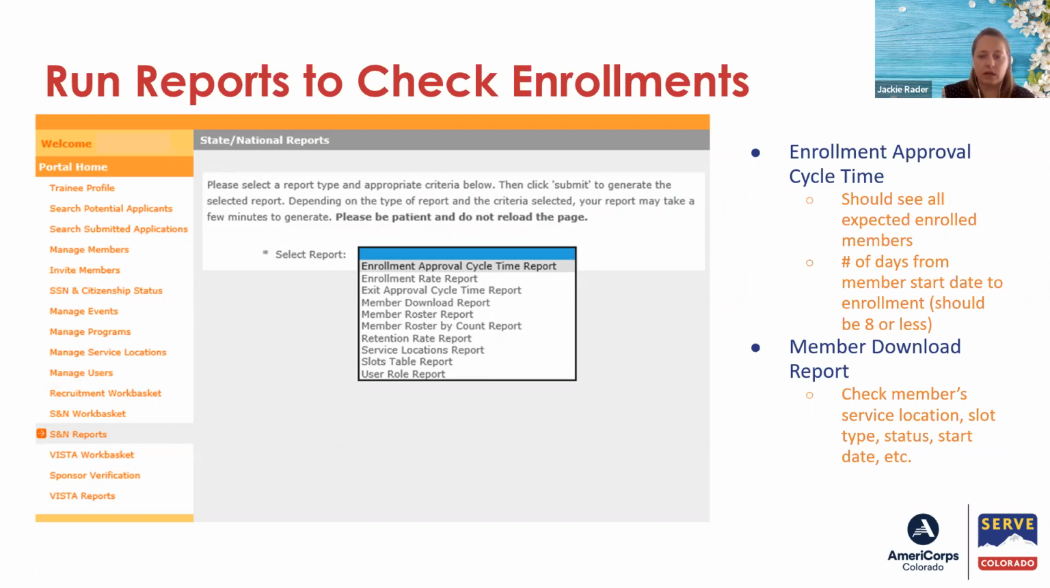It should show you all expected enrolled members and the number of days from the member's start date to enrollment. So if you scroll down that form, you should see numbers that say 8 or less. If it's over 8, then there's an issue and we should take a closer look as to why that is. It does happen periodically, but hopefully it does not for your program. And then the member download report will allow you to check the member service location, slot type, status, start date, etc.